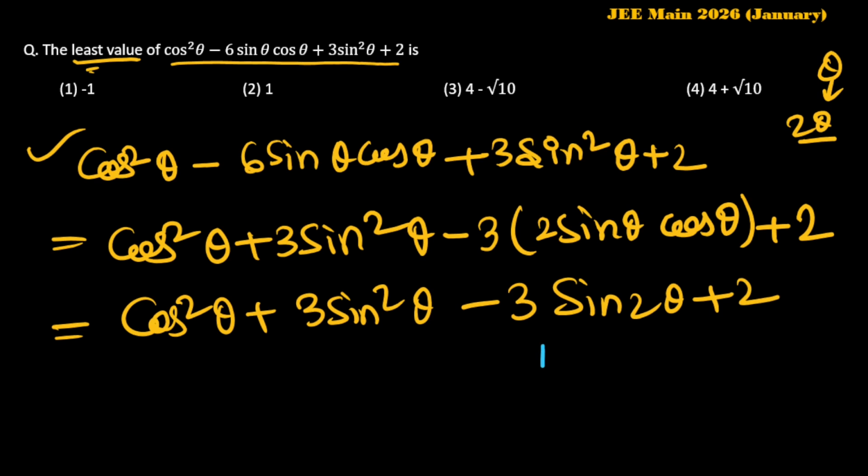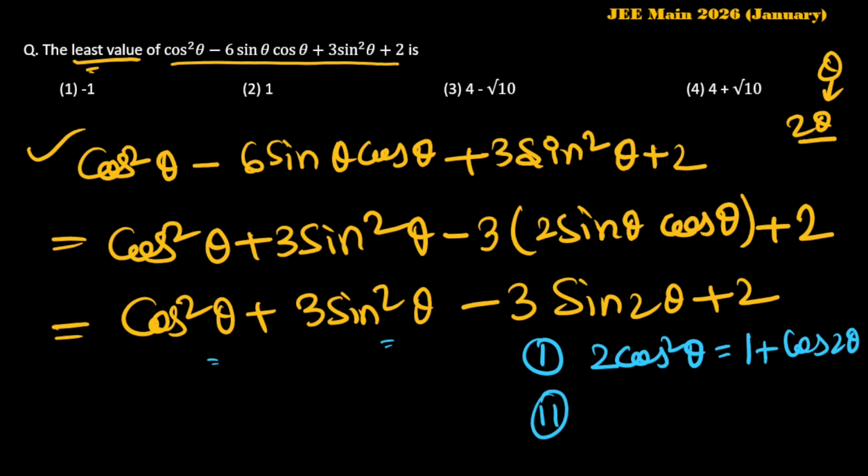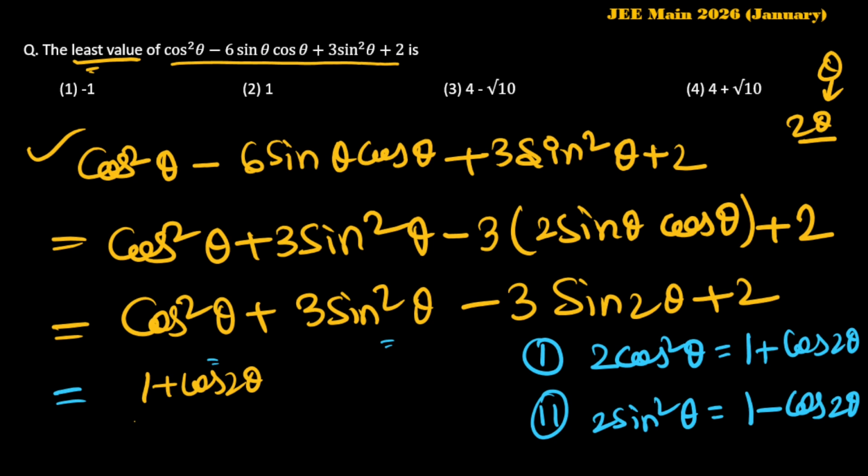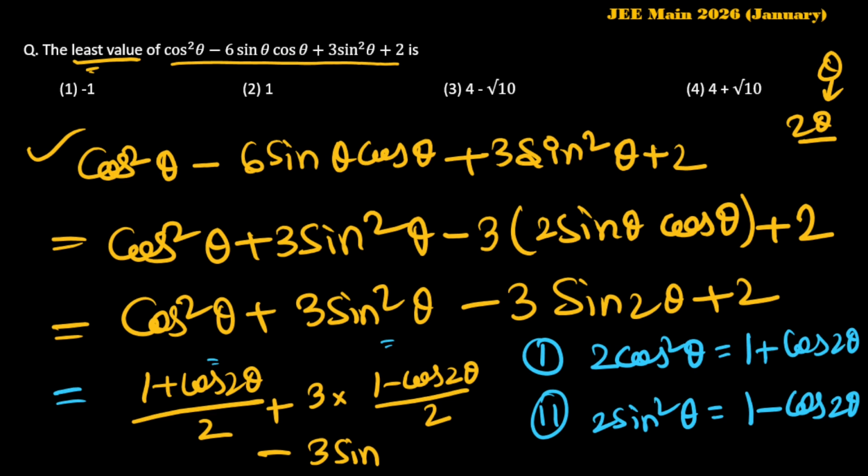So use these two identities, to write cos square theta and sin square theta in terms of 2 theta. 2 cos square theta is equal to 1 plus cos 2 theta, and the second identity is 2 sin square theta is equal to 1 minus cos 2 theta. So use these two identities here. So cos square theta means 1 plus cos 2 theta over 2, plus 3 sin square theta means 1 minus cos 2 theta over 2, and the rest are the same, 3 sin 2 theta plus 2.